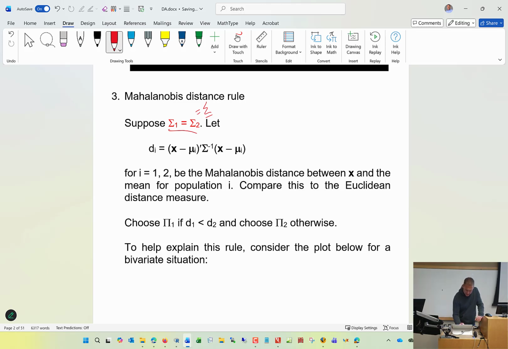And what we're going to do is look at the distance that X is from that population mean, either population 1 or population 2. That's why I have an I there to be general. We're going to look at the distance. But we understand that variables can have different variability. So how about we take that into account by also including sigma in there as well. So we take X minus mu sub I, transpose that, take it times sigma inverse times X minus mu sub I.